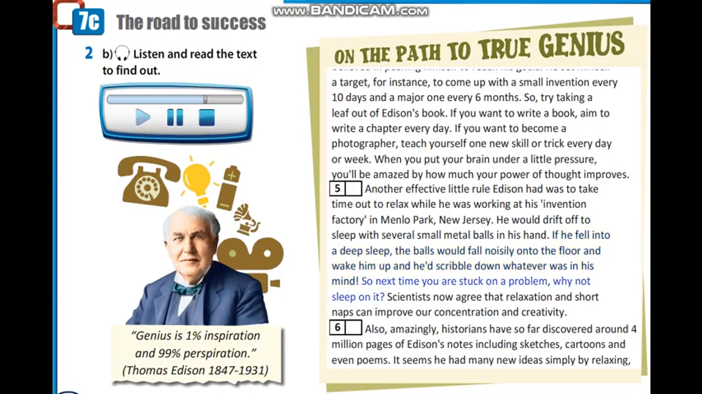So, next time you are stuck on a problem, why not sleep on it? Scientists now agree that relaxation and short naps can improve our concentration and creativity.